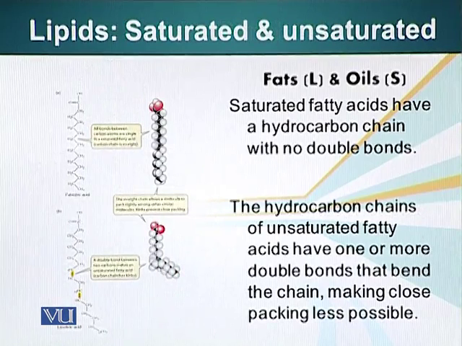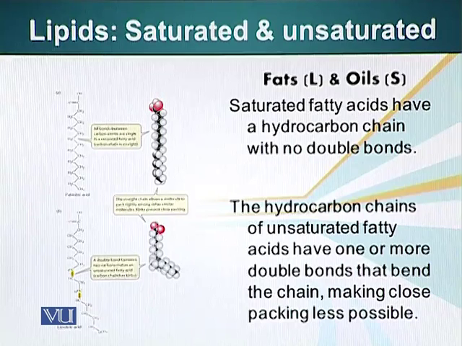Some lipids are solid at room temperature, other lipids are liquid. The difference is the presence of a double bond. Lipids which have a double bond in the hydrocarbon are liquid at room temperature, whereas lipids that do not have a double bond in the hydrocarbon part of their domain are solid at room temperature. For example, butter is solid at room temperature, whereas corn oil, for example, is a liquid.